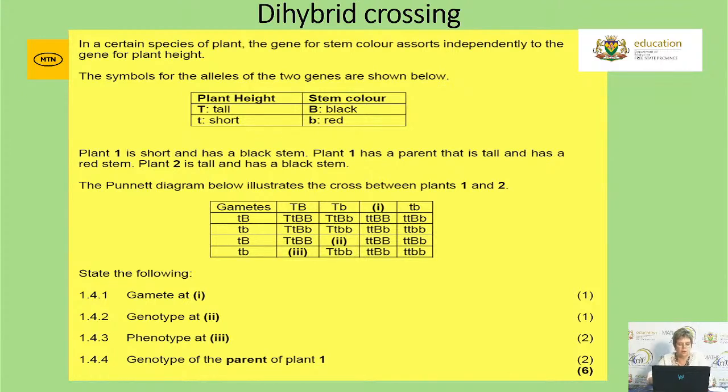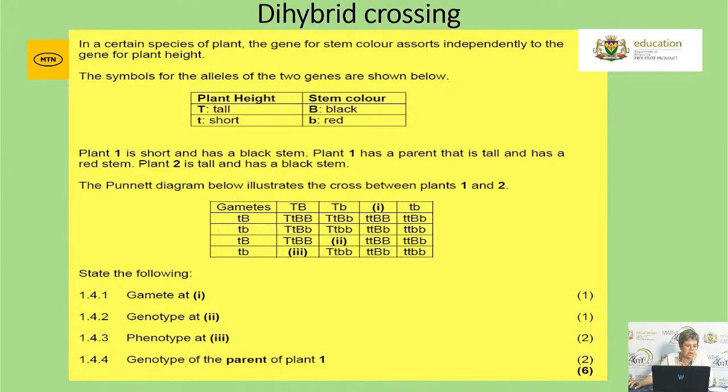So listen very carefully to what I'm asking. If I ask what the two genes are that we are crossing here, it will be stem color and plant height. If I ask you what the dominant phenotype for plant height is, the dominant phenotype for plant height is tall. What is the dominant allele for plant height? It's only the letter T.